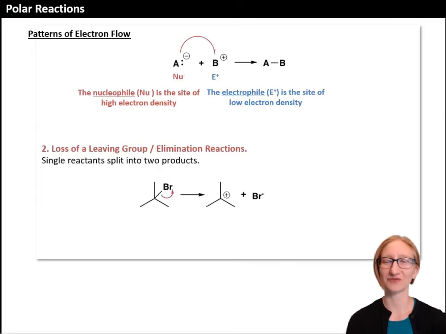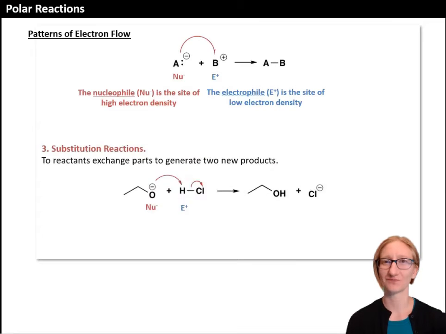Okay, the second class of reaction is an elimination reaction, which is when a single reactant splits into 2 products. And for polar reactions, we call this the loss of a leaving group. When this reaction happens, the bond breaks heterolytically, and both electrons from the bond end up on the leaving group. In this case, the leaving group is bromine. A leaving group is a group that's able to effectively stabilize negative charge, something that's electronegative, like a bromine or an oxygen.